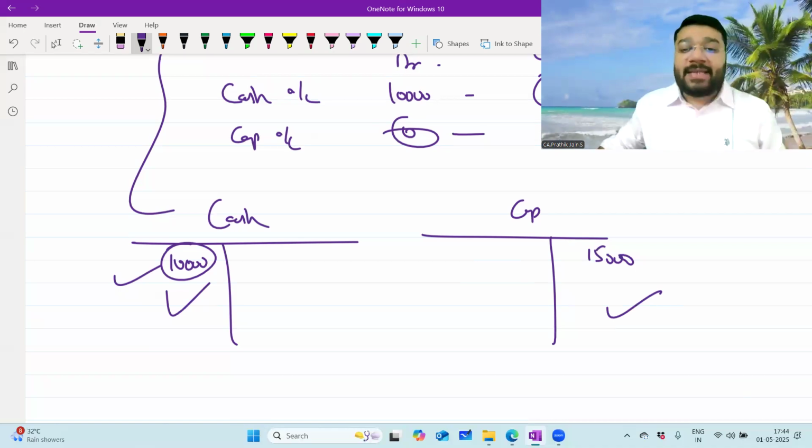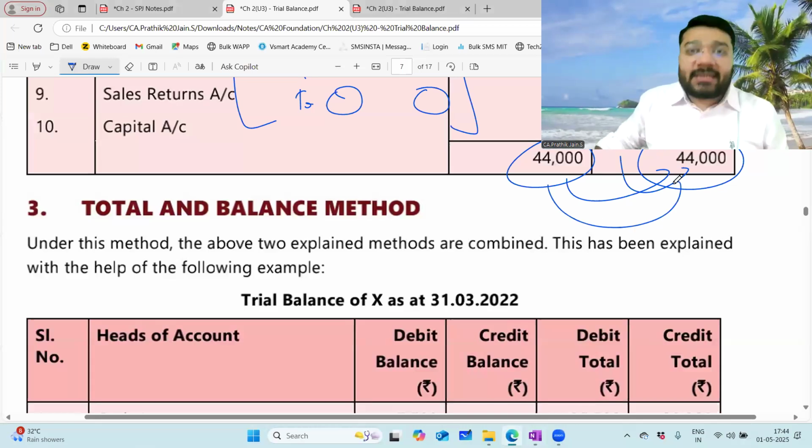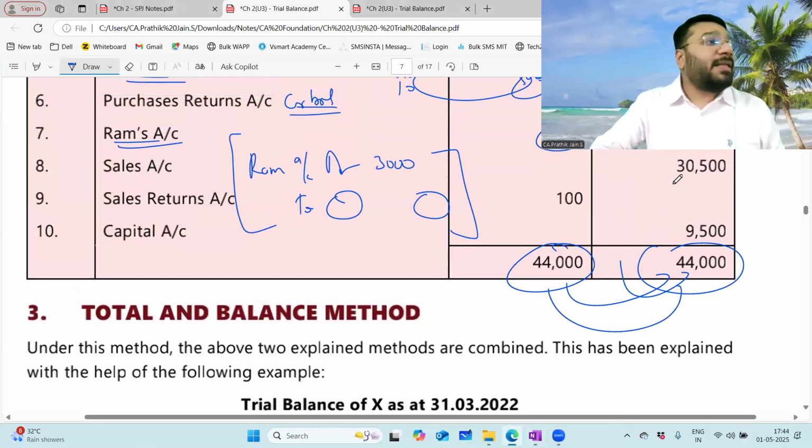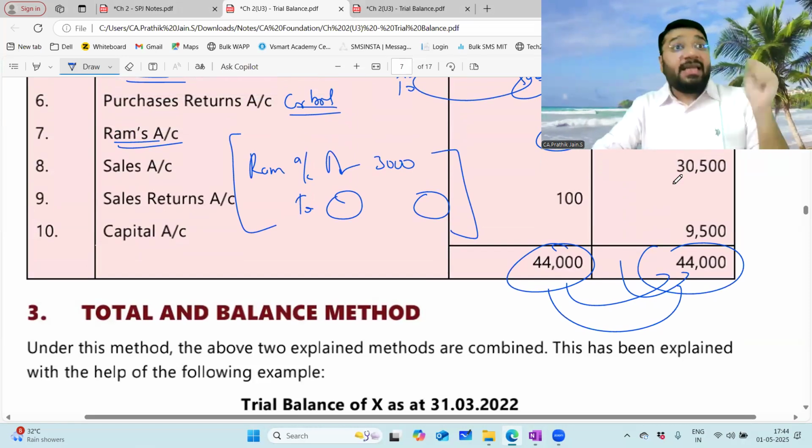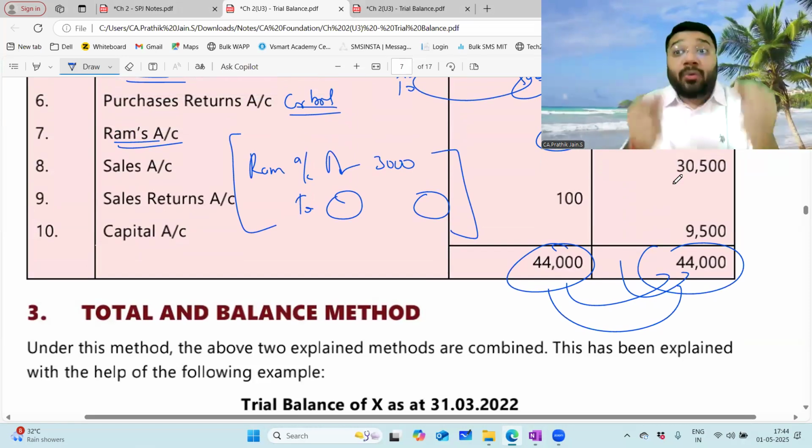Am I clear? Now please tell me, the trial balance is tallying here. Whenever the trial balance tallies, Kumaran, is it conclusive proof? Is it conclusive evidence that the account is 100% correct?